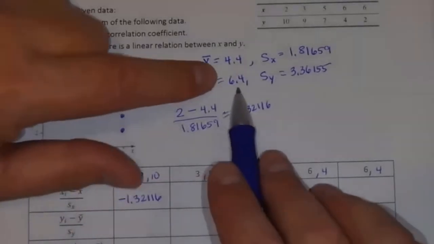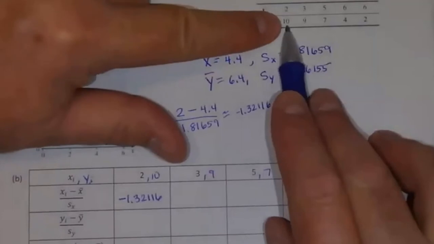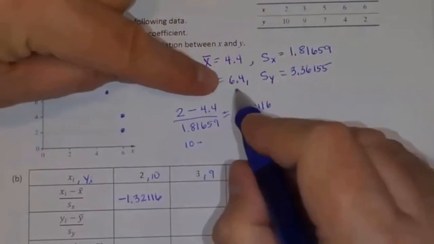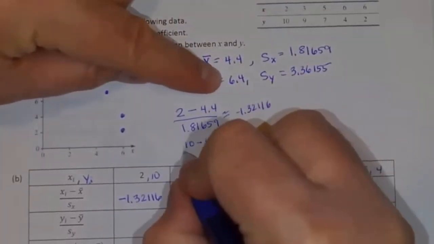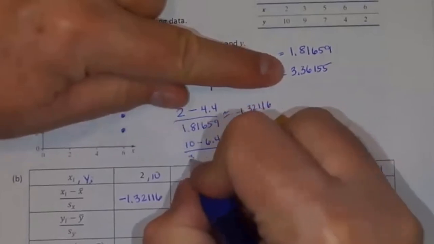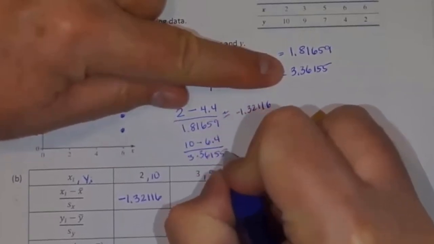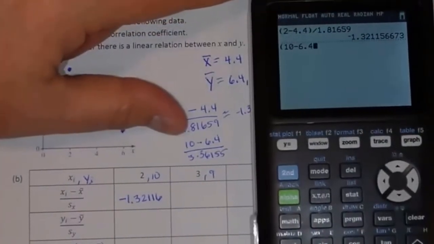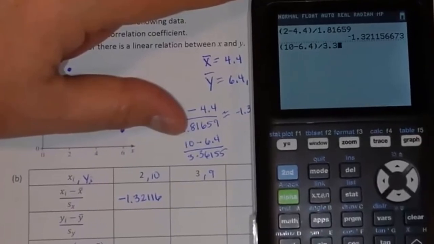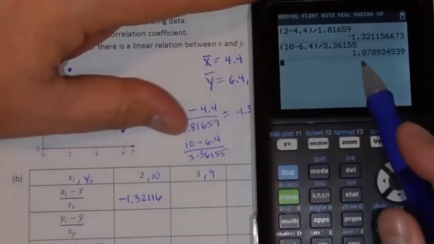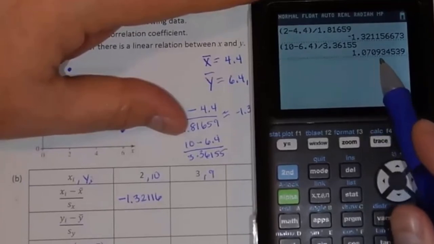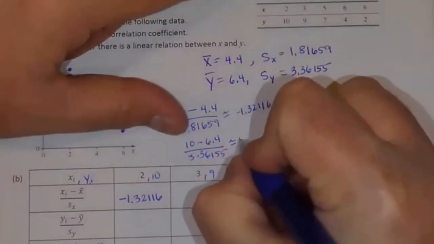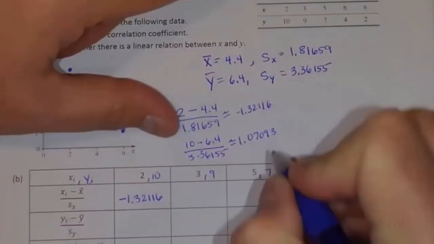Now, if I calculate the z-score for the corresponding y value, the corresponding y value is 10. So I'm going to take 10 minus y bar, which is 6.4, and divide that by s sub y, 3.36155. So 10 minus 6.4 divided by 3.36155. So that is about 1.07093 if I round to 5 places.